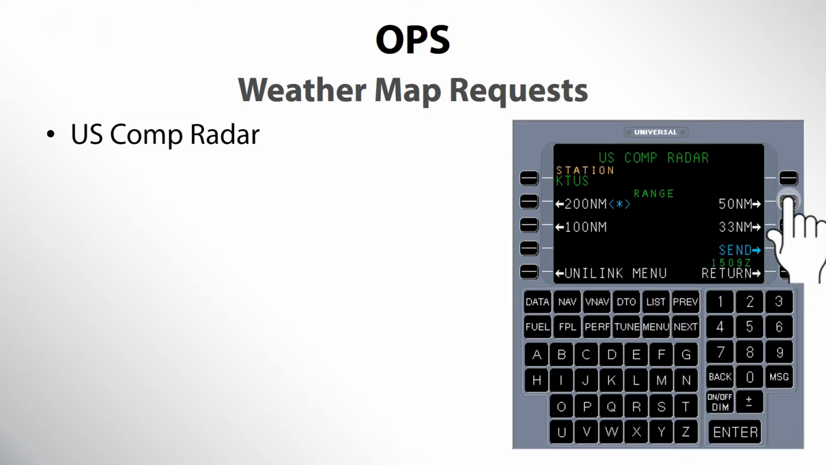Select a map range using the Range Line Select Key options. The selected range is retained through system power cycles. Press Send to place the request in queue for transmission.